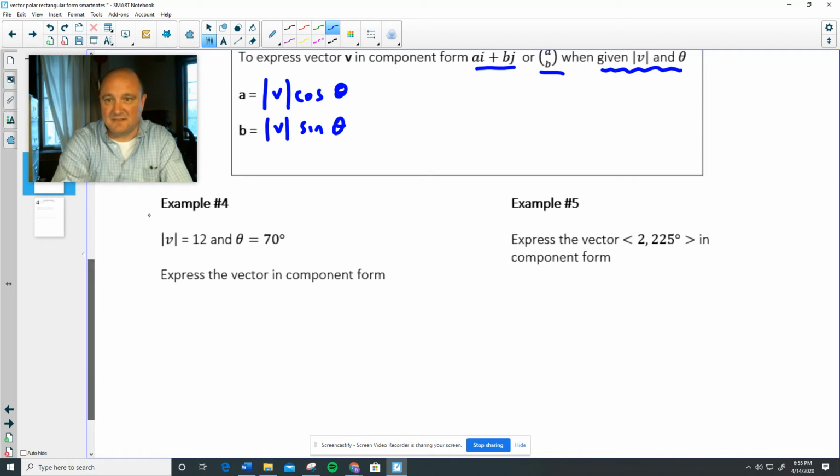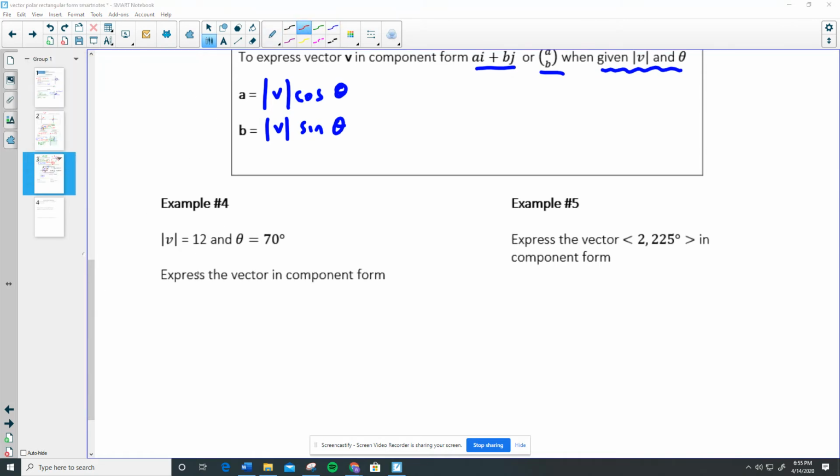Let's see these in action. All right, so first, the magnitude is 12, the direction is 70 degrees. Express the vector in component form. So we could sketch this real quick and see what it looks like. It would be something like this, because this angle has to be 70 degrees and this length has to be 12. So it's in the first quadrant, so I'm going to be expecting both components to be positive. Let's see if that's the case.